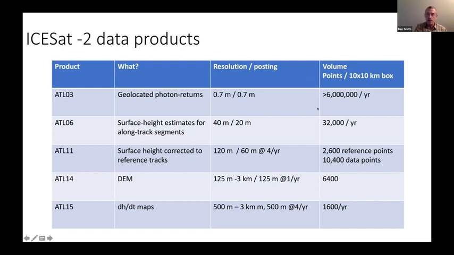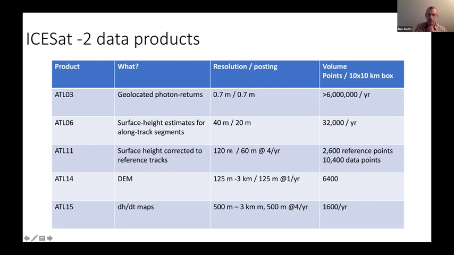In the right-hand column, I've given a rough estimate for how many points per 10 by 10 kilometer box you might get. This shows that as we go down the list of products, the resolution gets worse and the number of points you have to contend with gets better and better. If we go from a resolution of 0.7 of a meter in ATL03 to a resolution of 40 meters in ATL06 with a posting of 20 meters, we go from millions of points per year in a 10 by 10 kilometer box to tens of thousands of points per year. And then as we go to ATL11, 14, and 15, we get to coarser resolution and fewer data points.